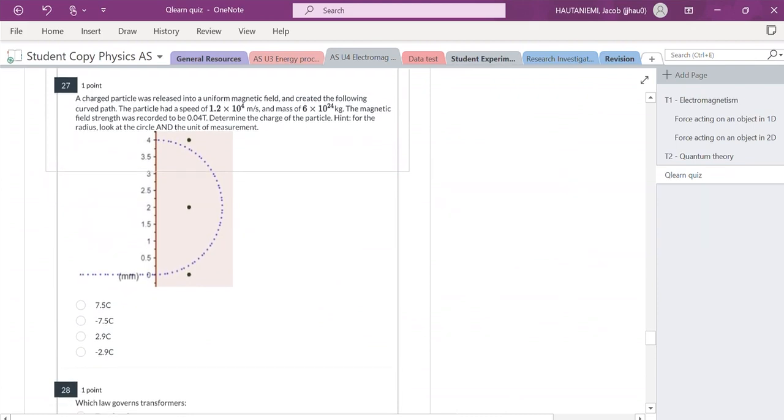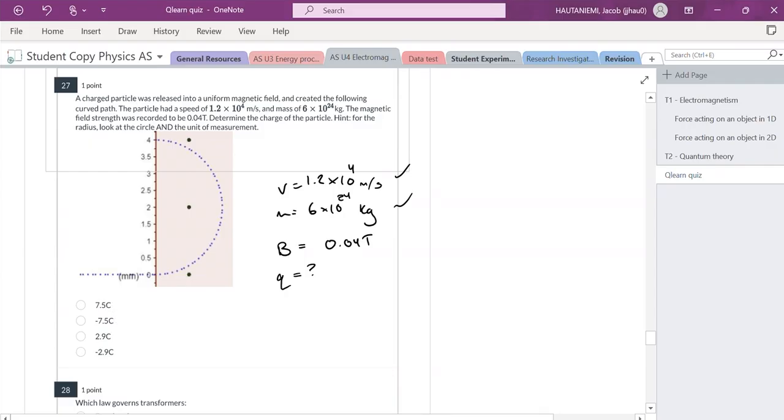Okay, last one, a bit of a hard one. A charged particle was released into a uniform magnetic field and created the following curved path. It has a velocity of 1.2 times 10 to the 4 meters per second. It has a mass of 6 times 10 to the negative 24 kilograms. So all of our units are good. The magnetic field strength, that's B, is 0.04 Tesla. Determine the charge of the particle. So what is Q equal to? And if you take a look, it's either plus or minus. So we're going to have to figure out, is it a positively charged particle or a negatively charged particle as well?